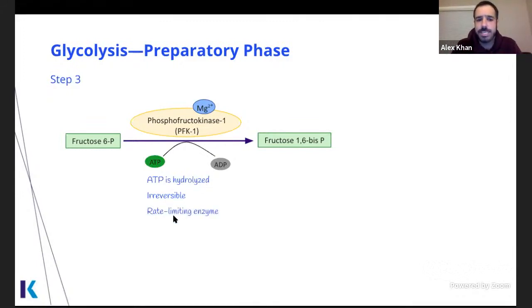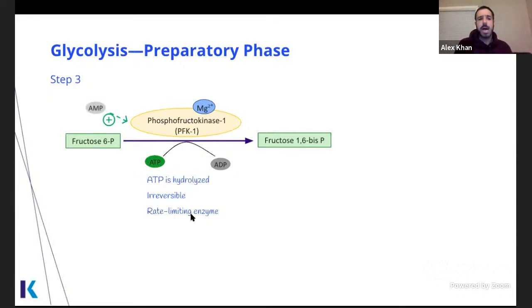And as I mentioned before, this is the rate limiting step in glycolysis. Cool. All right. So really, really important. Phosphofructokinase is probably the most important enzyme to remember. And this is the second of the three irreversible steps in glycolysis. We saw hexokinase just before, and now we're seeing phosphofructokinase 1.